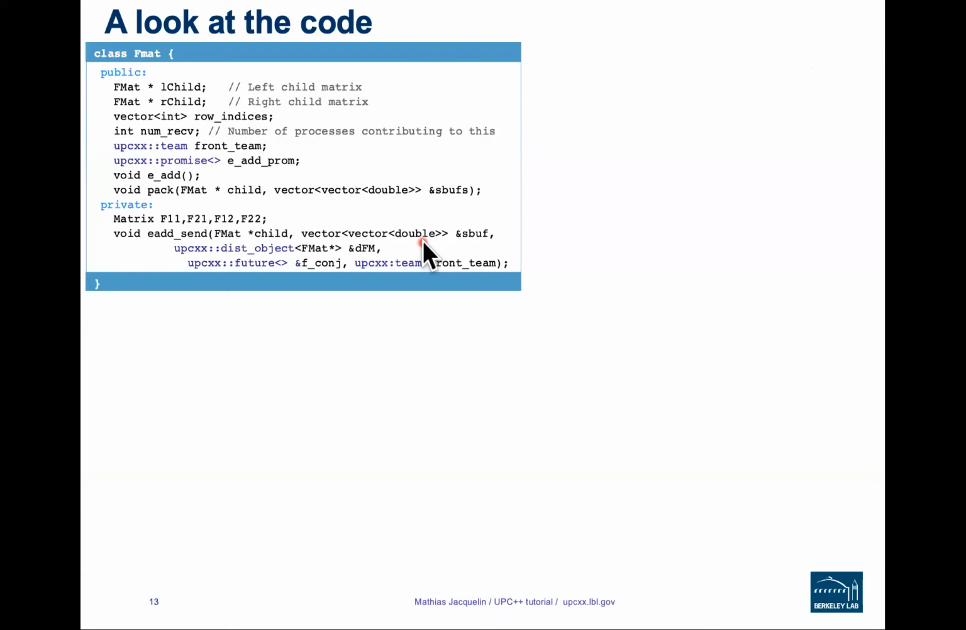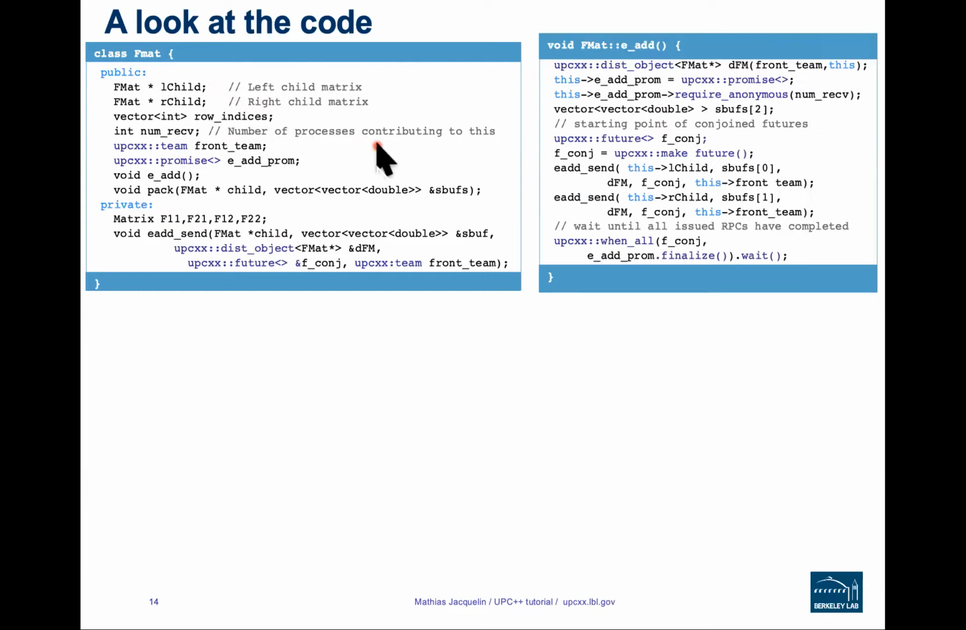So in our implementation, we have a class for each of the frontal matrices, and as you can see here, we have the four submatrices as members of that class, so F11, F21, and so on. I'm going to walk you through the important parts here, and we're not going to do a line-by-line rundown. The first function I'm going to talk about is the extend add function, which is the one setting up the communication pattern, if I may say.